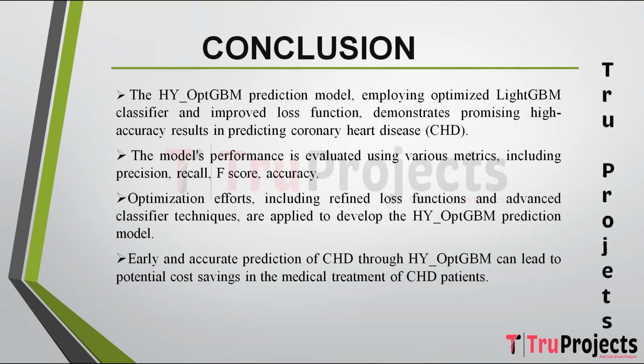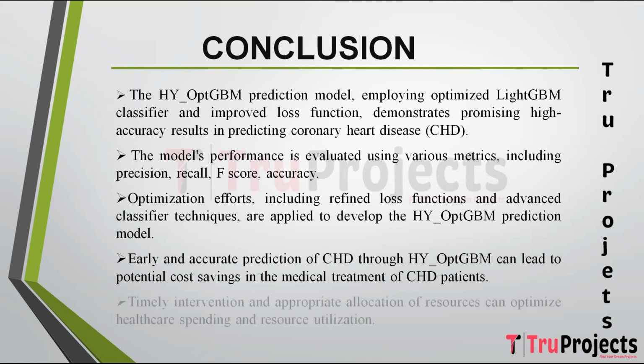By enabling early intervention and timely allocation of resources, it optimizes healthcare spending and reduces financial burden on both individuals and healthcare systems. The project emphasizes that timely intervention facilitated by accurate CHD prediction can optimize healthcare spending and resource utilization. It ensures that resources are allocated efficiently, allowing for better healthcare delivery and cost effective management of CHD cases.